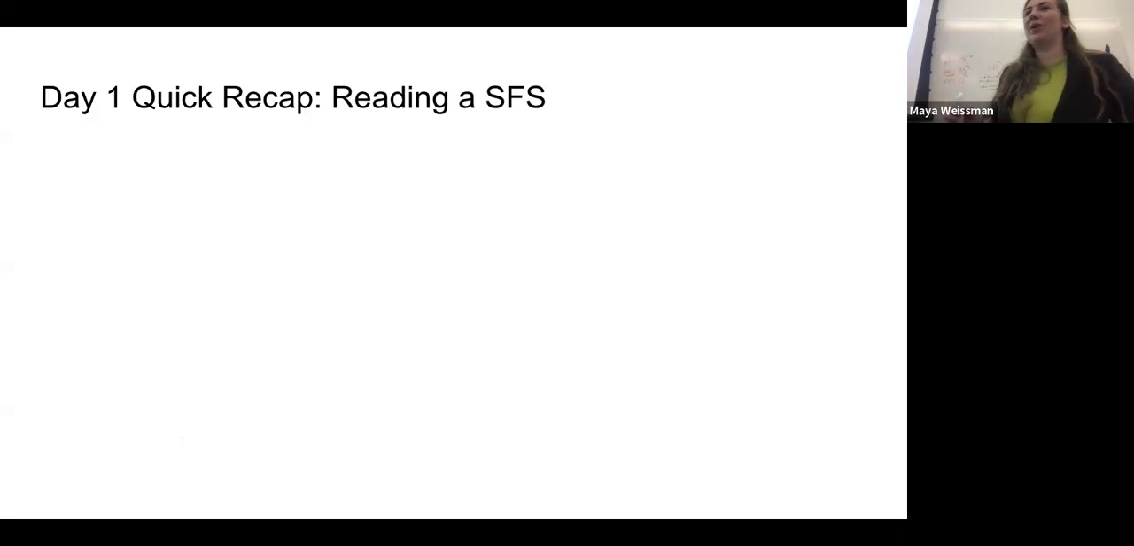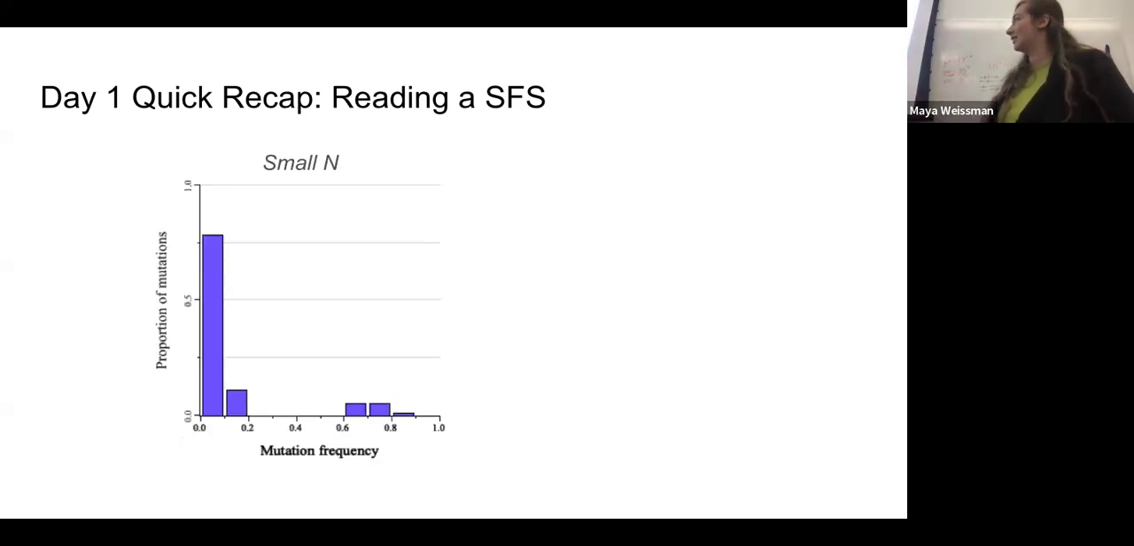Finally, when you're reading an SFS, so we plotted a bunch of SFSs yesterday, it's a really powerful tool for debugging your simulations. So I want to make sure we all know how to read this. Can anyone share what the x-axis is telling us here? Mutation frequency, yeah. And the y-axis is showing proportion of mutations.